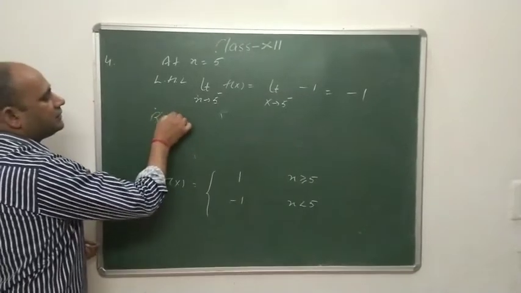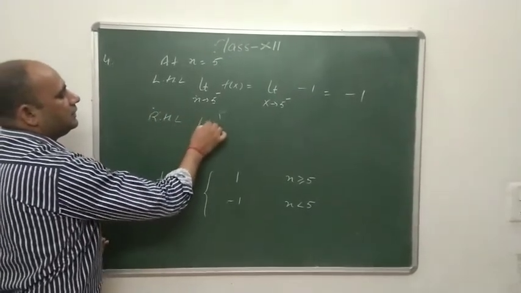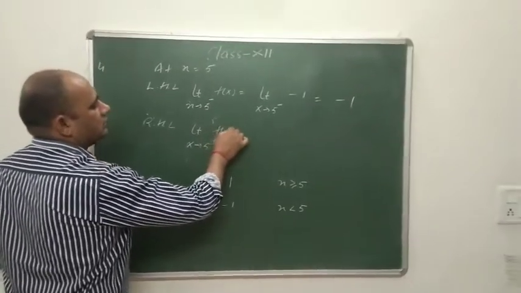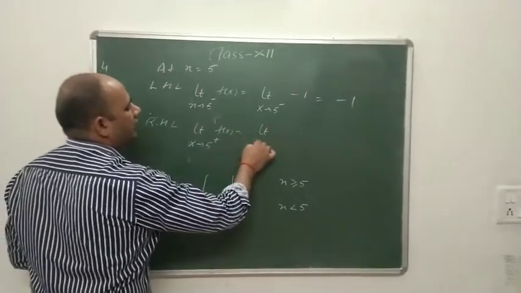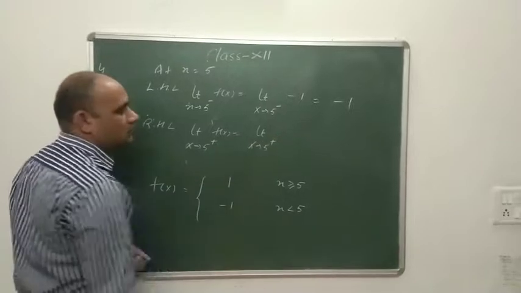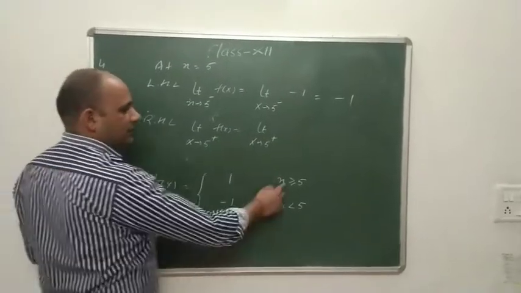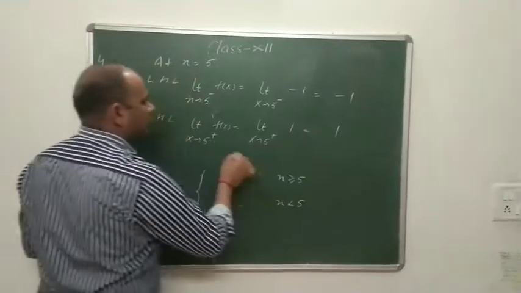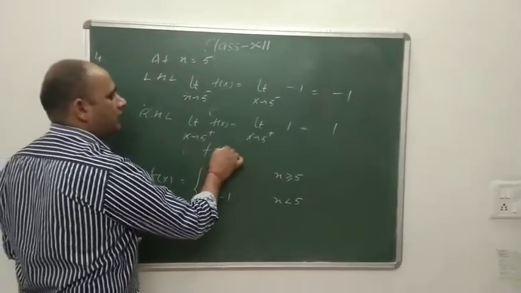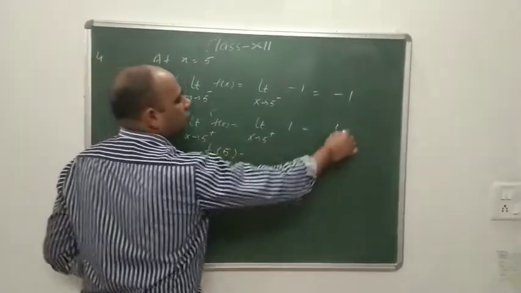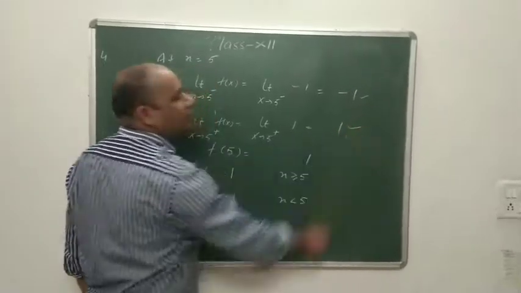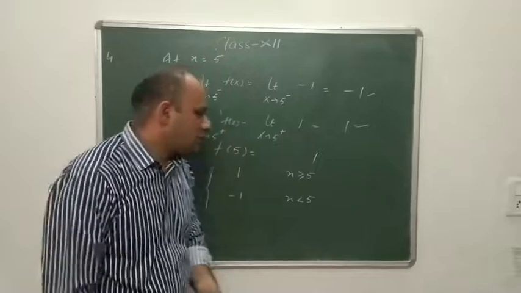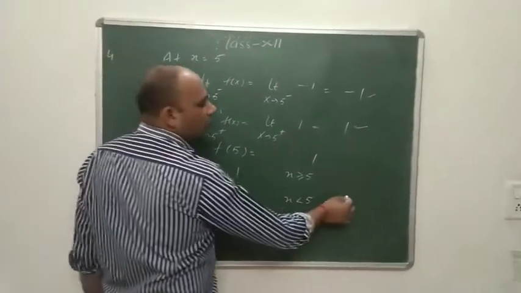Right hand limit, limit x tends to 5 plus. In case of 5 plus, greater than 5, it means it is also 1, and f(5) is also 1. So you can say left and right hand limits are not equal. The function is discontinuous. Now we will discuss more examples.